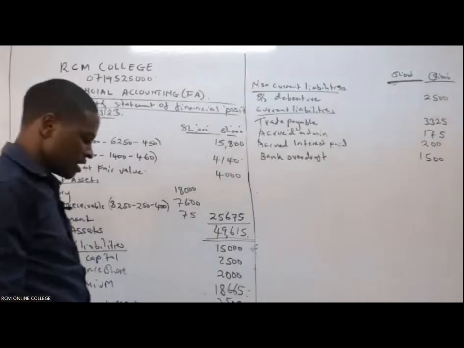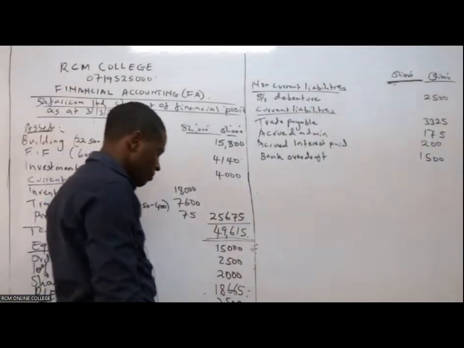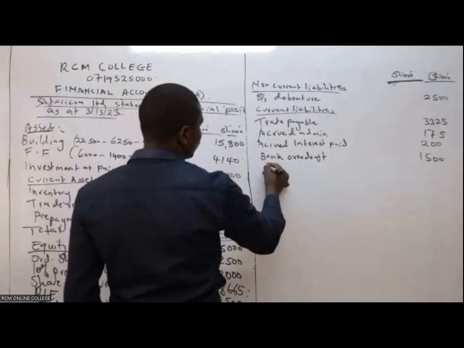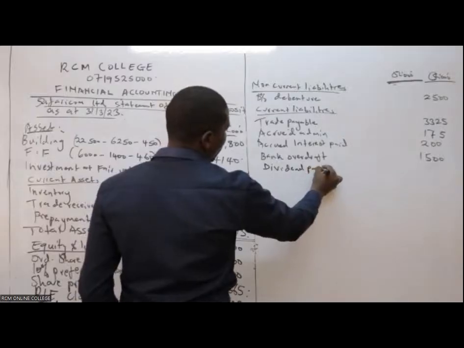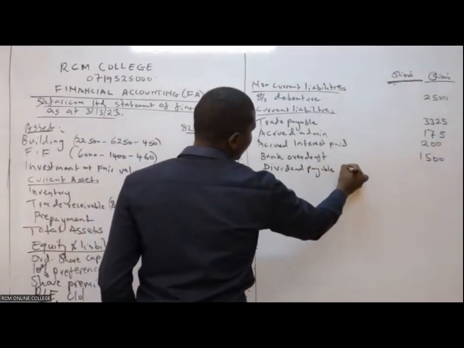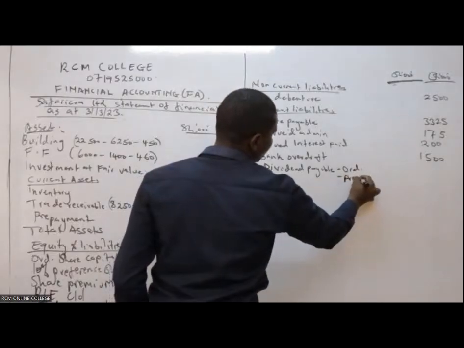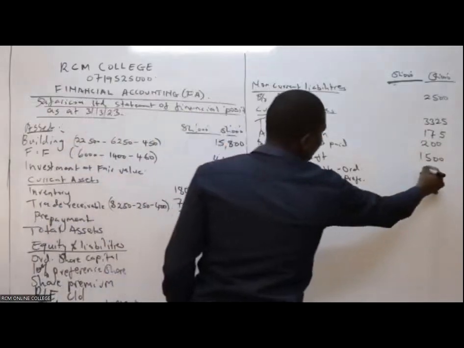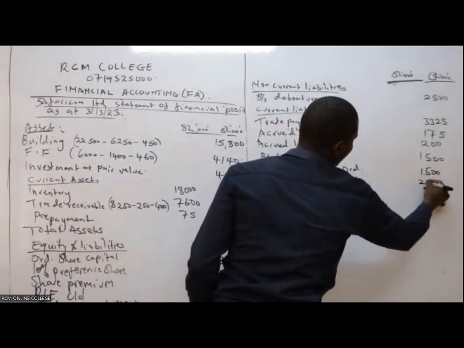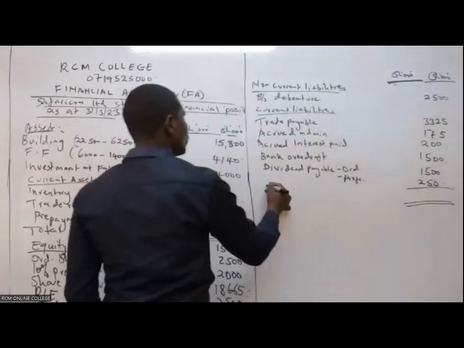Then the last thing is the dividend payable to ordinary shareholders and preference shareholders. Ordinary shareholders were paid and preference shareholders were also paid. It was 1,500 and 250. Please get for me the total equity and liability.